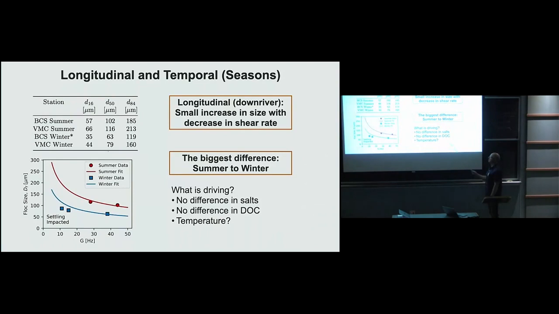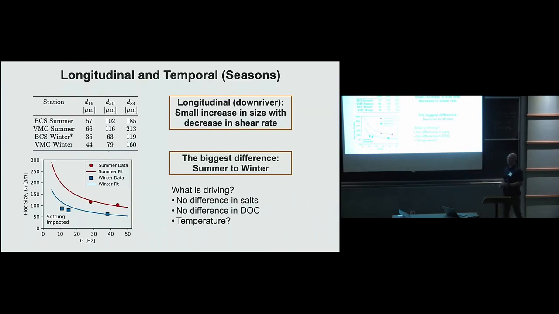However, the biggest difference we saw was just going between summer and winter. So the red dots here are the summer floc sizes on the vertical axis. Shear rate is down here on the horizontal. All of these are lower than the Kolmogorov microscale length, so Kolmogorov would probably be somewhere around in here, and these are D50s.